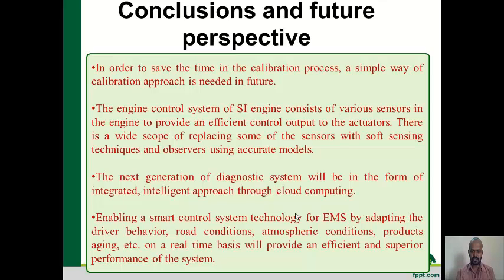And the engine control system of an SI engine consists of various sensors in order to provide efficient control output to the actuators. In this sense, there is a wide scope to develop a soft sensor. A soft sensor is nothing but a sensor which does not have any hardware. With the help of present sensing information, soft sensors will be used, and this is a need in case of future systems.